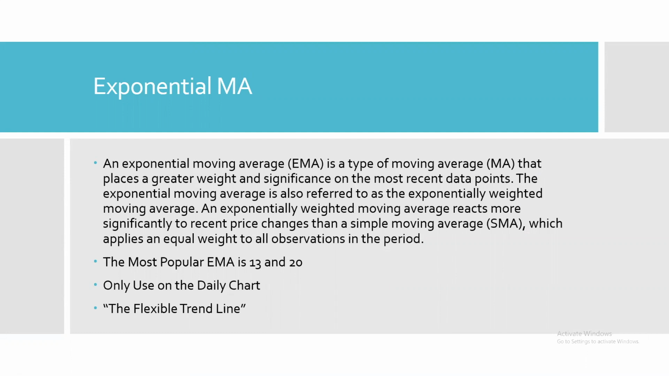An exponential moving average is a type of moving average that places a greater weight and significance on the most recent data points. All right. The exponential moving average is also referred to as the exponential weighted moving average. It reacts more significantly to recent price changes than a simple moving average, which applies an equal weight to all observations in the period.